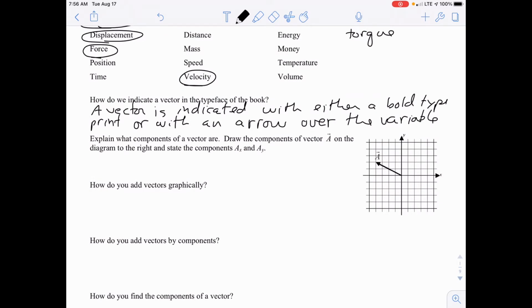Explain what the components of a vector are. Draw the components of vector A on the diagram to the right and state the components A sub x, A sub y. Well, vector components, they are the parts of the vector that point horizontally and vertically.